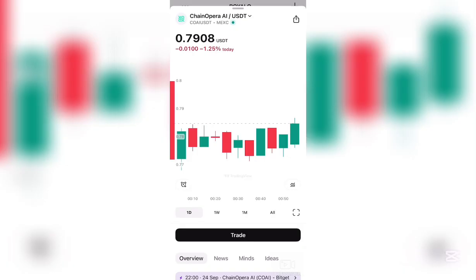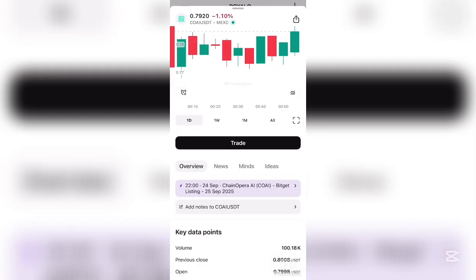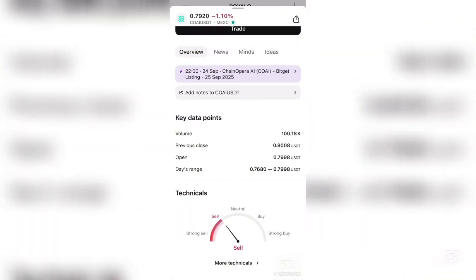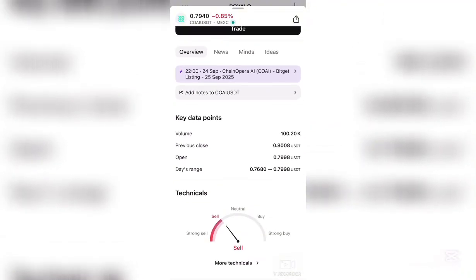Then the time frame, so you see 1 day, 1 week, 1 month, or you can see trade, news, and mind ideas. When you scroll up, you see the technicals over there. Immediately you click on the trading pair, this is what you see. It's a summary of whatever is going on. So you can see the volume, the previous close, open, a whole lot of things.